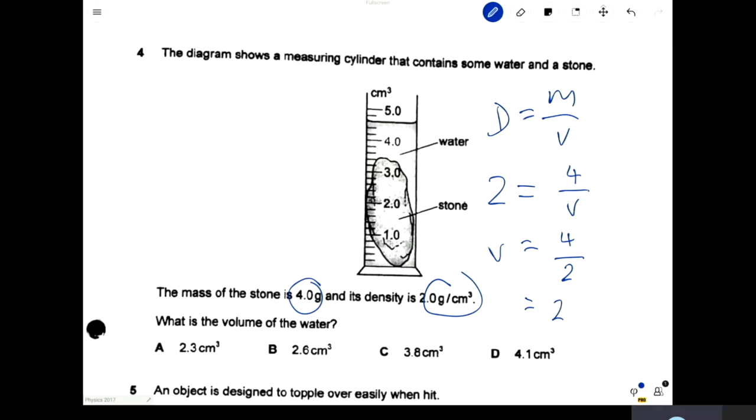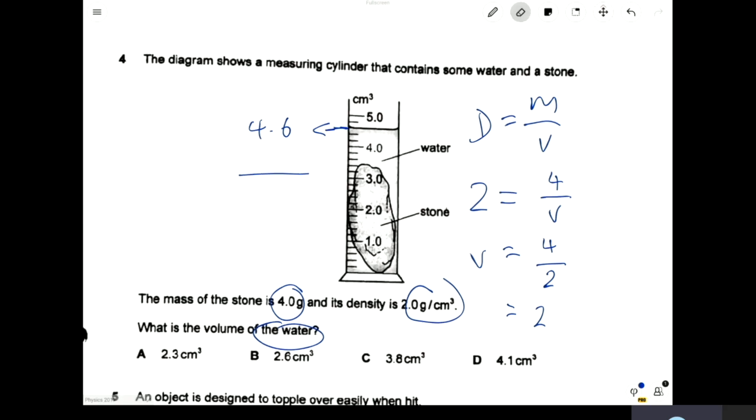What's the volume of the water minus the stones? So you see this? What's the reading here? 6, right? Yeah, 6. So the volume of the stone is 2, right? So it's just minus 2. So left with 2.6. Okay, answer is B. Okay, next.